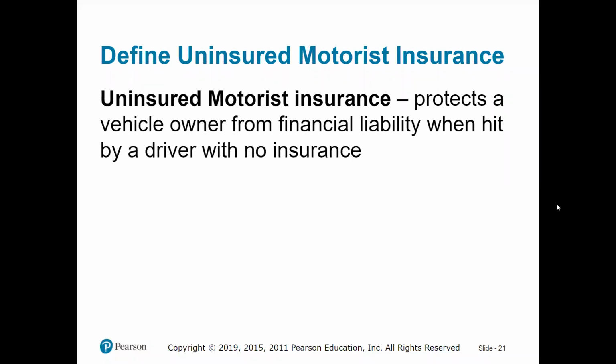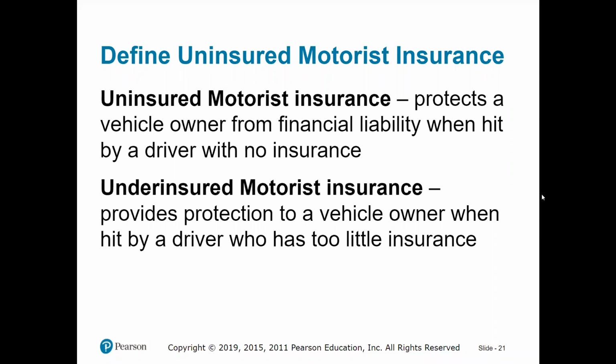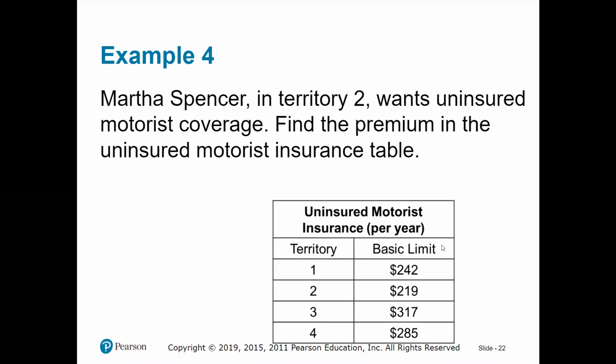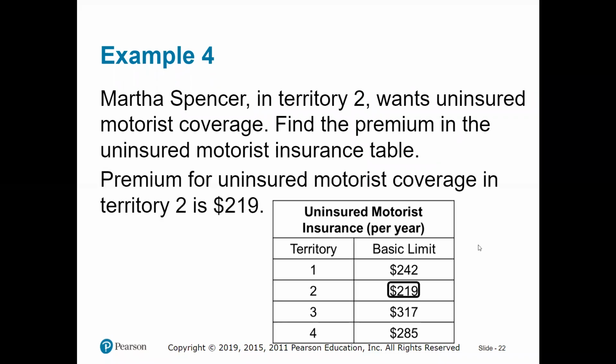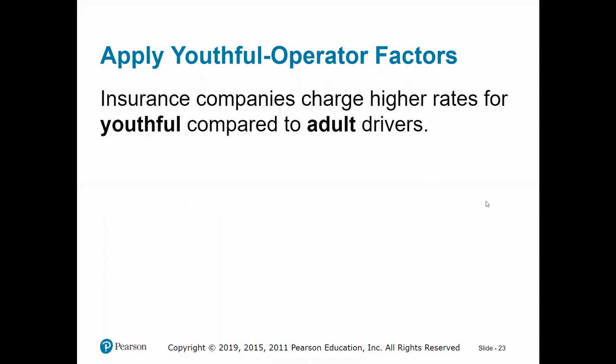Uninsured motorist insurance protects a vehicle owner from financial liability when hit by a driver with no insurance. Underinsured motorist insurance provides protection to a vehicle owner when hit by a driver who has too little insurance. Again, Martha Spencer, Territory 2, wants uninsured motorist coverage. Find the premium in the table. So Territory 2, basic limit, $219 per year. So at this point, this lady's paying a lot of money for her annual payment.